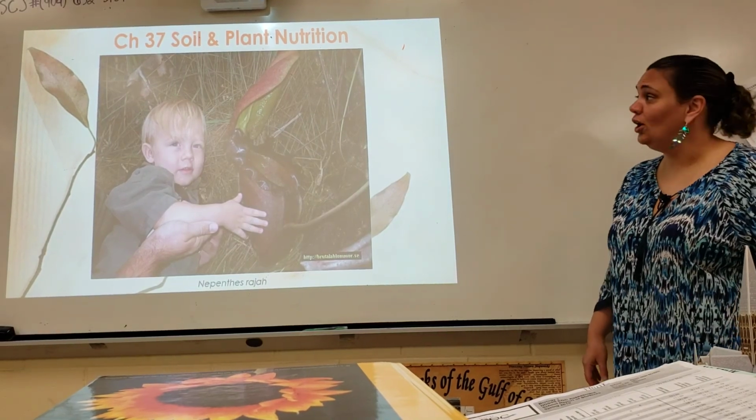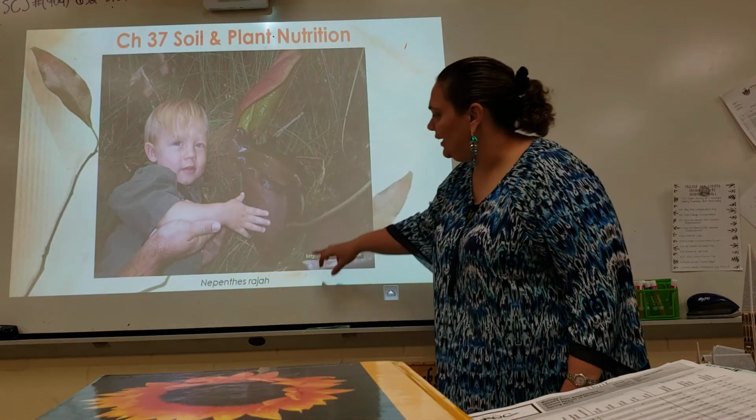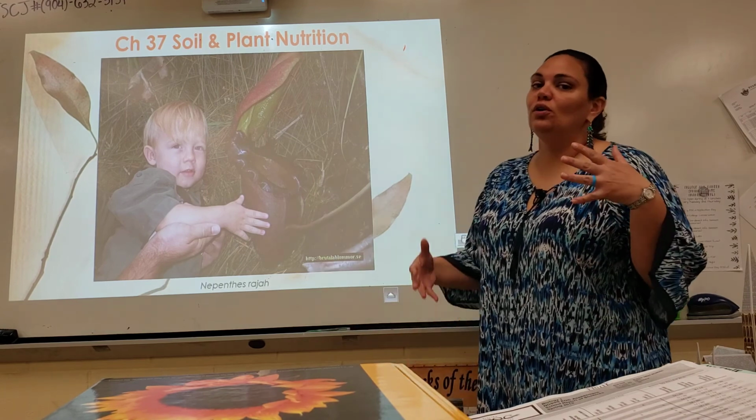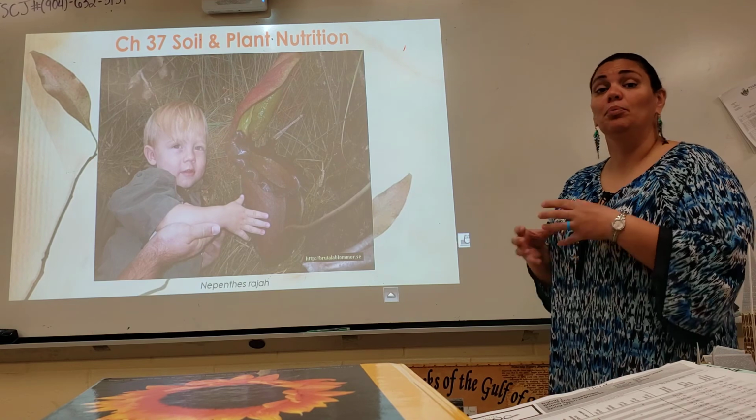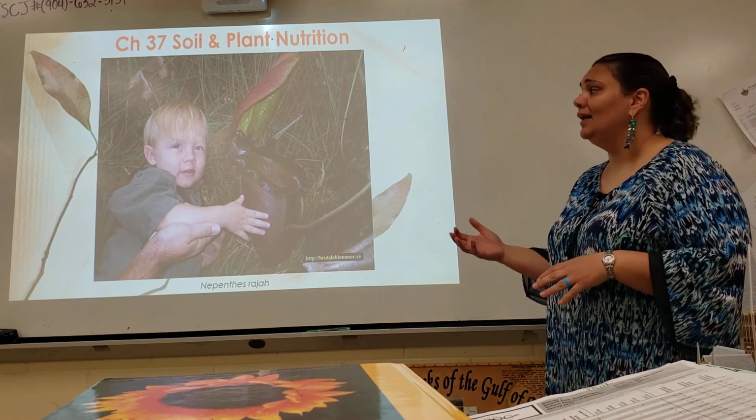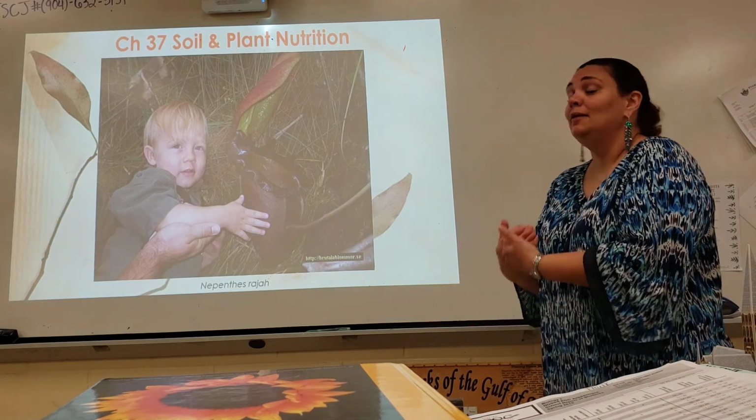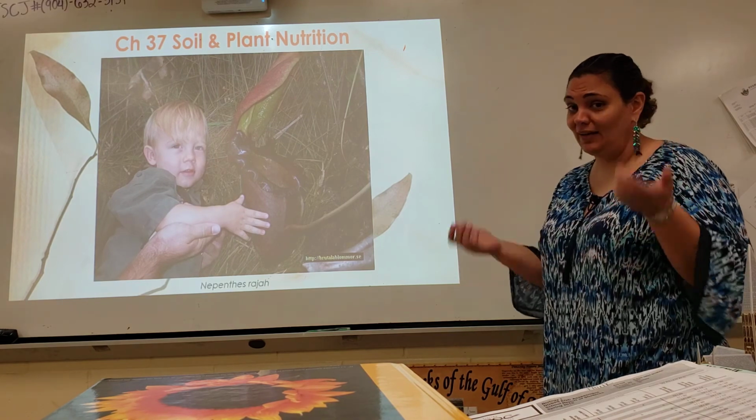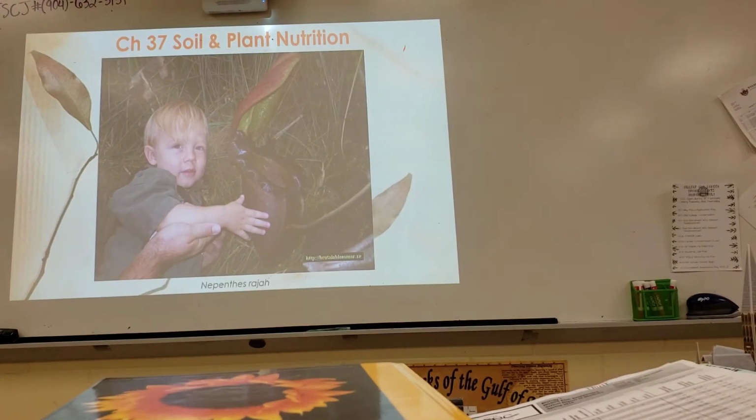Chapter 37, soil and plant nutrition. So, right here we've got a carnivorous plant, right? Pitcher plant, right? Look at how ginormous they are. What you're gonna find out is carnivorous plants are actually found in areas where the soil is very poor in certain types of nutrition. So the plants have evolved to suck up excess nutrients by eating something else, rather than just making their own food through photosynthesis. So that's where the carnivorous plants came into play. It's kind of cool.